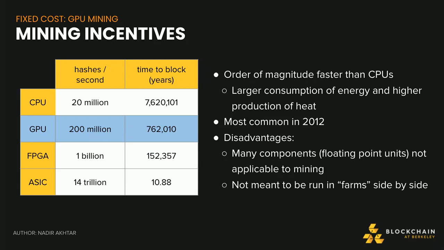And as Nate goes over FPGAs and ASICs, they're integrated circuits that are designed specifically to do Bitcoin's parallel computation.